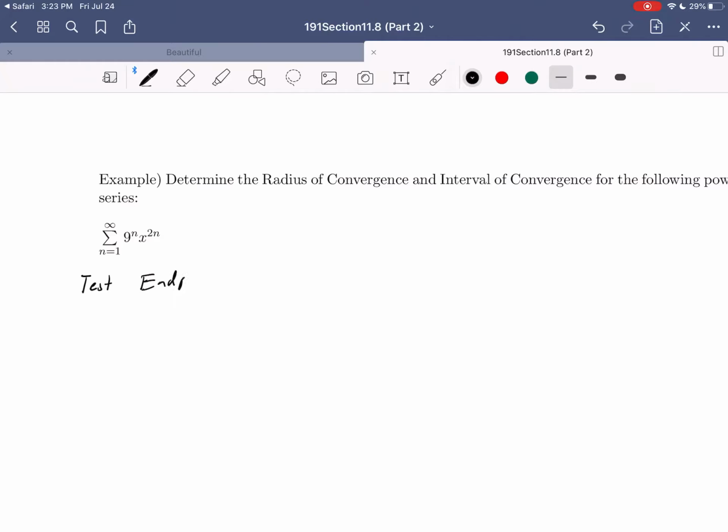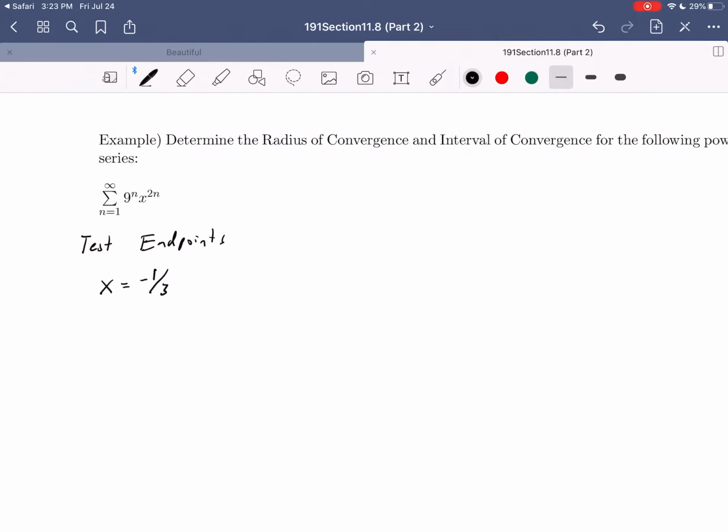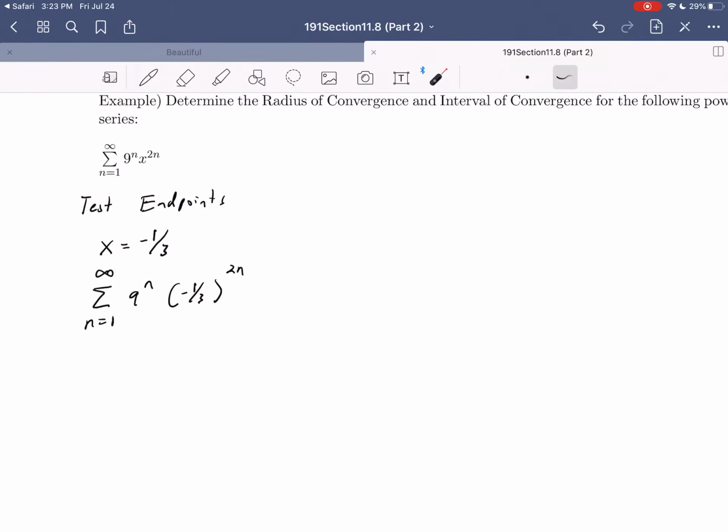Again, it doesn't matter the order that you do them in. So let's just do the lower one first. x equals -1/3. If we plug that in, we get the sum from n equals 1 to infinity of 9 to the n, times -1/3 to the 2n. We've got to figure out some way to simplify this.